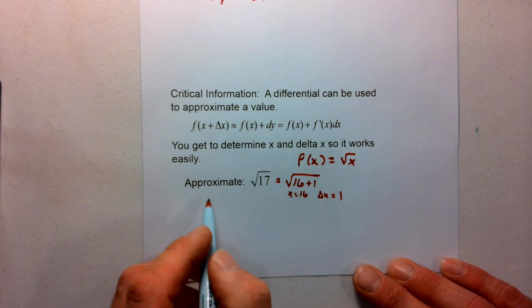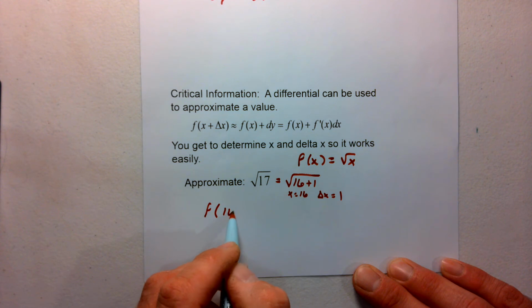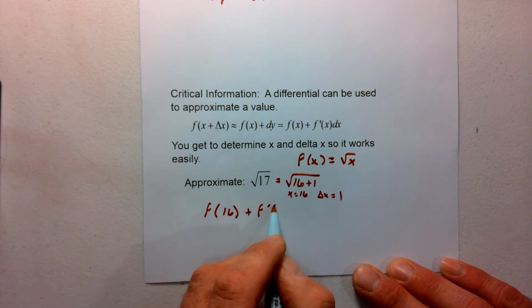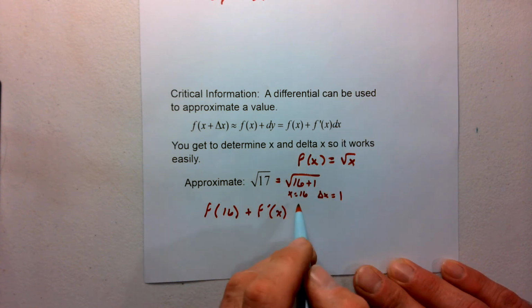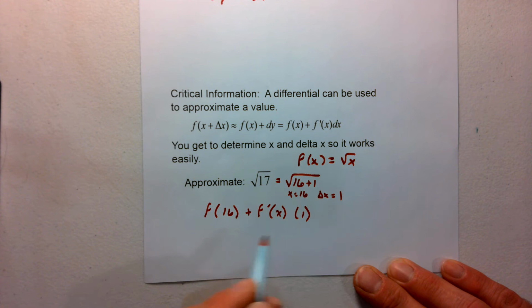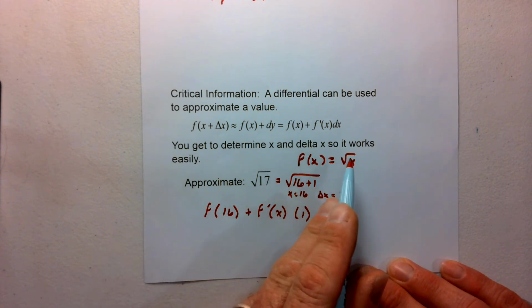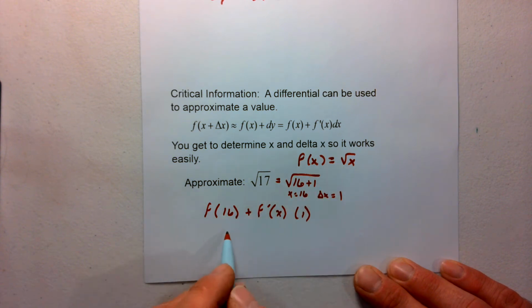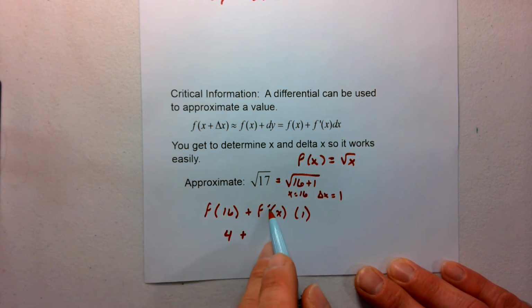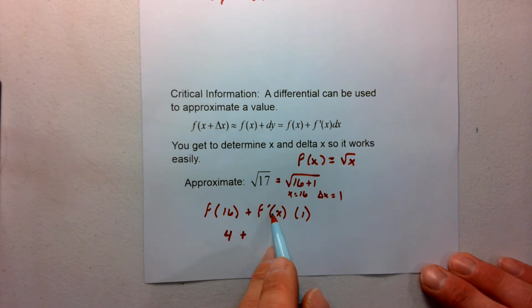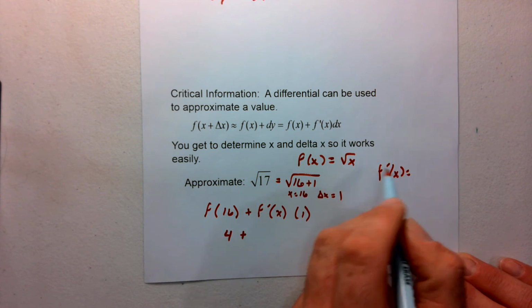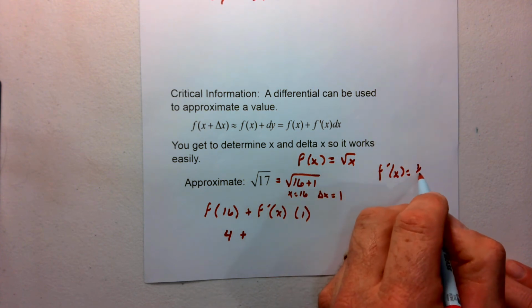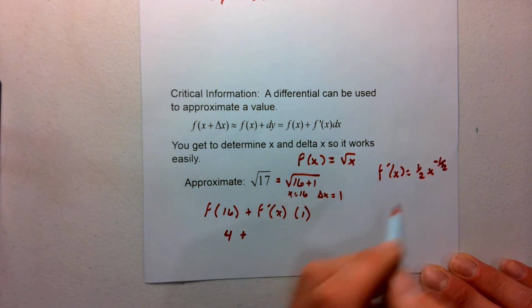So I can go ahead and find then f of 16 plus f prime of x times my delta x. Remember, dx means delta x. In this case, it's going to be 1. So what is f of 16? Remember my function was the square root of x, so the square root of 16 gives me 4, plus f prime of x. Now I'm going to find the derivative of f. Well, the derivative of the square root of x, off to the side here, I can write that as x to the 1/2, so I get 1/2 x to the negative 1/2.